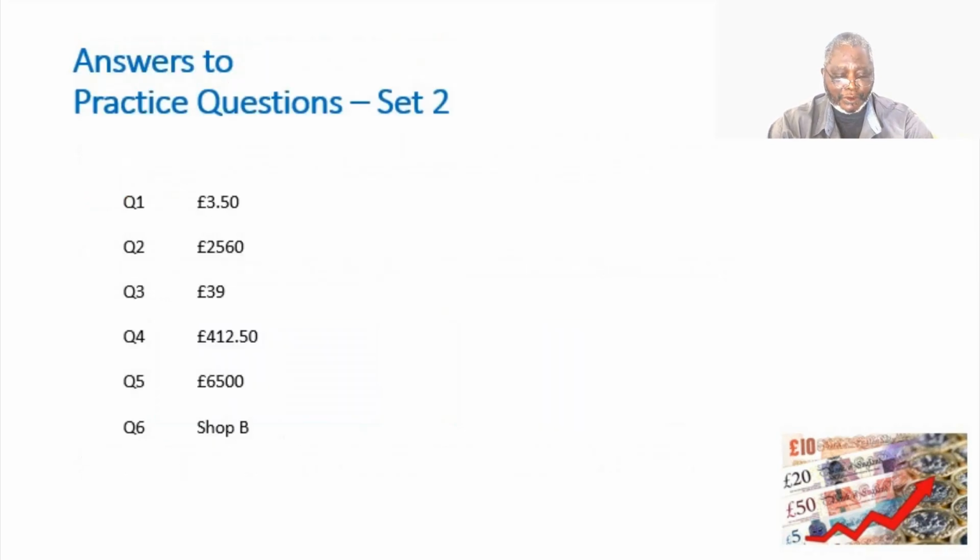And here are your answers. Question 1, £3.50. Question 2, £2,560. Question 3, £39. Question 4, £412.50. Question 5, £6,500. And question 6, shop B is cheaper. Check your answers and then correct any mistakes you made and learn from it.